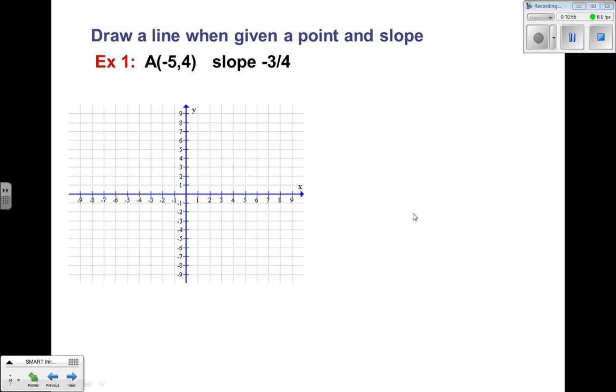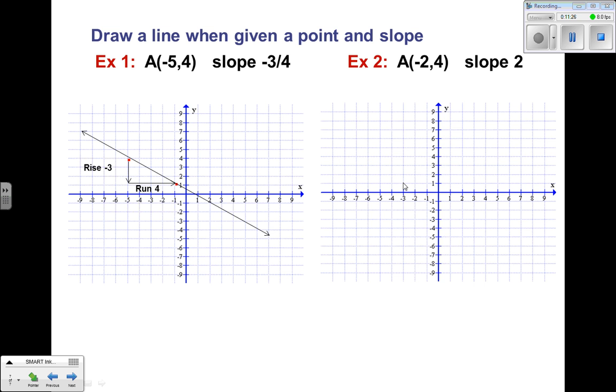Now I want you to draw a line when I give you a point and a slope. So for the point (-5, 4), I plot that point. Now counting from that point, you do your slope of -3 over 4. The -3 is your rise, so you count down 3, and the run is the 4, and because it's positive, you would run to the right 4. You put a dot at the end of that arrow, and you're now ready to draw your line.